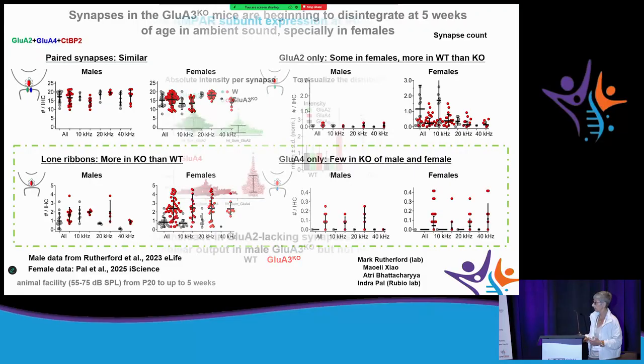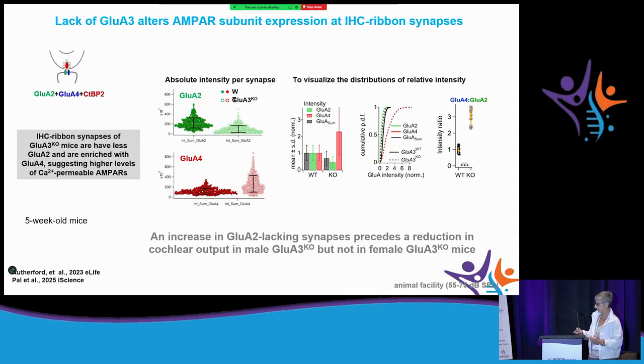In terms of intensity levels, the lack of GLUA3, again, affects the stoichiometry, the other subunit composition, not only in the number, but also in the intensity of those that already exist at the synapse. And you see that there's a decrease of GLUA2 and an increase in GLUA4, and that leads to a change in the ratio between GLUA4 and GLUA2. So there's potentially more GLUA4 in those synapses, indicating more potentially calcium permeable, and that could lead to excitotoxicity.